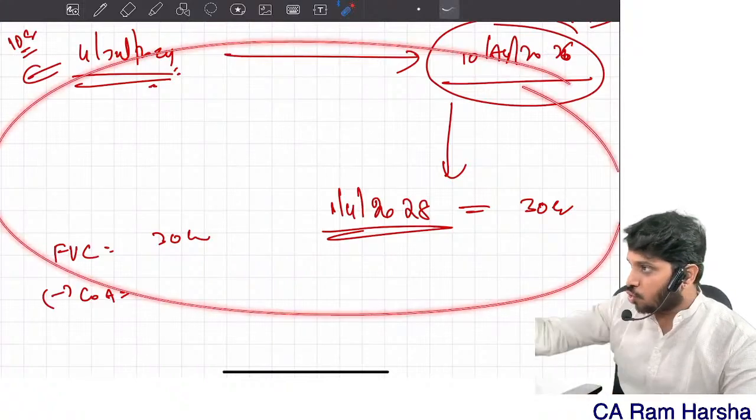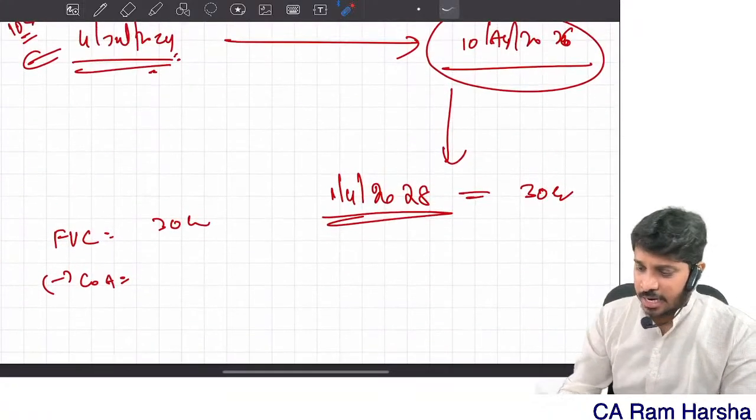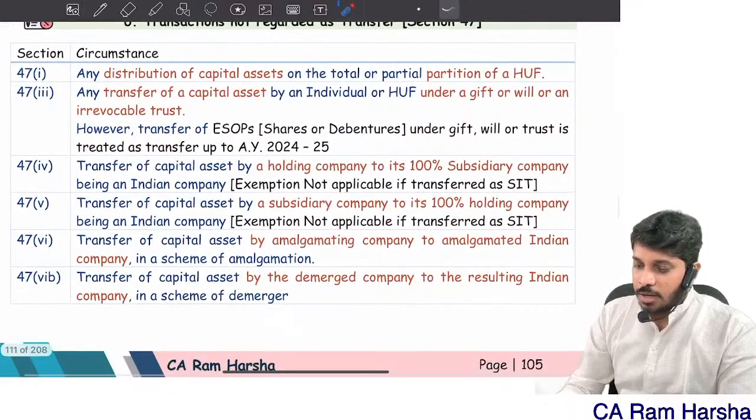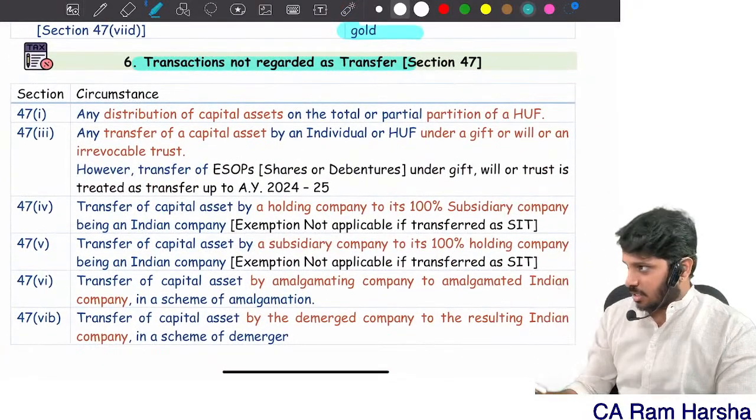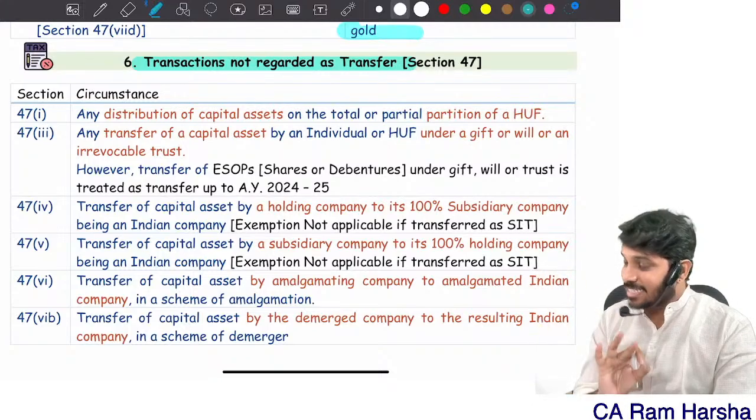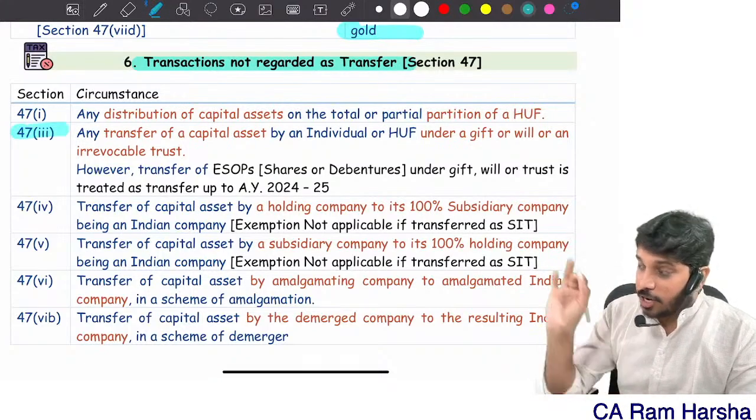EGR taxation is also over. Easy. That's it. Now, there are some transactions which are not treated as transfer. There are some transactions which are not treated as transfer. What are they? Important points I'll cover.